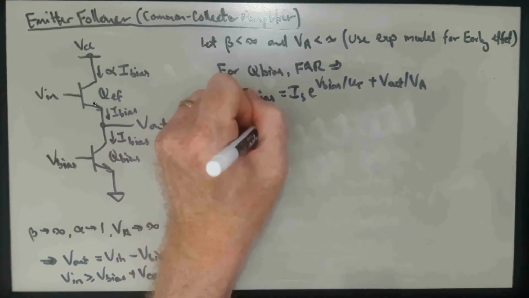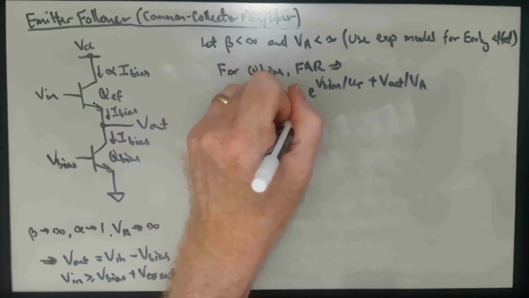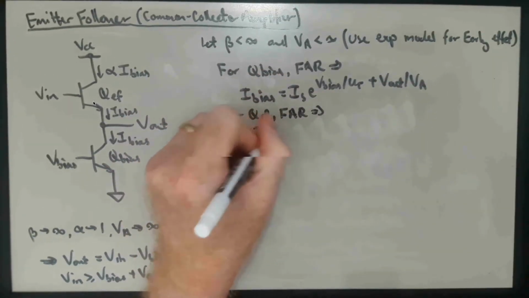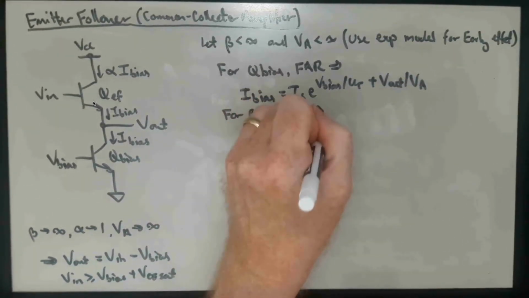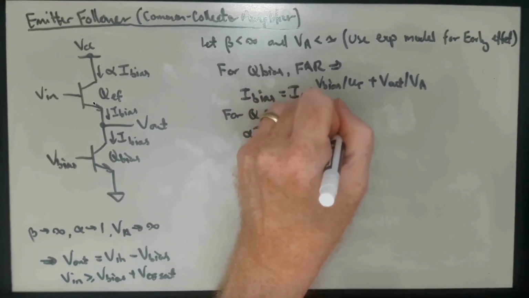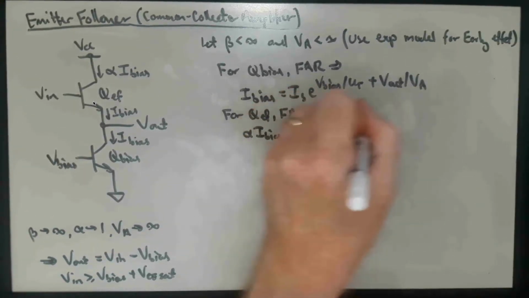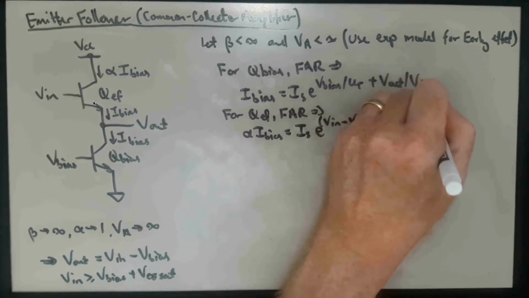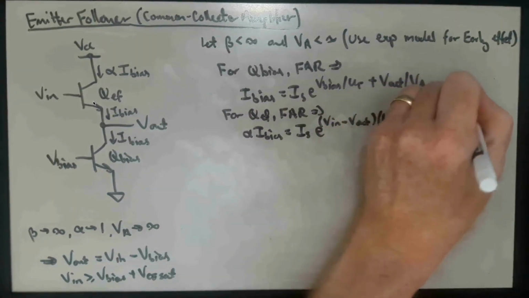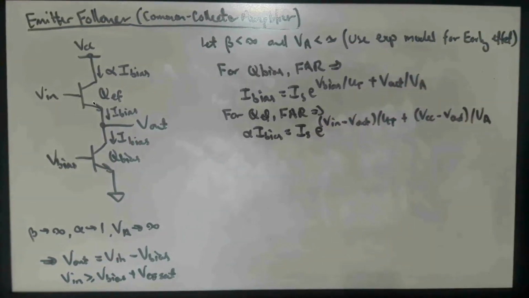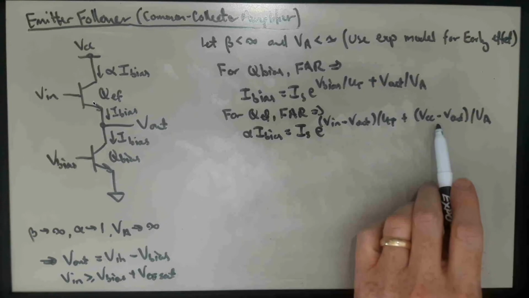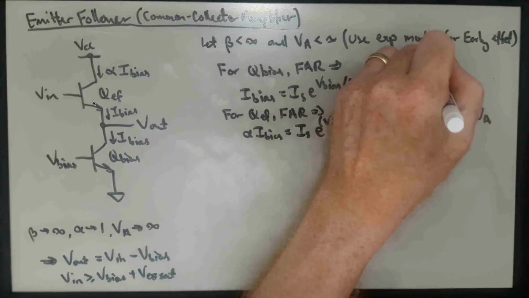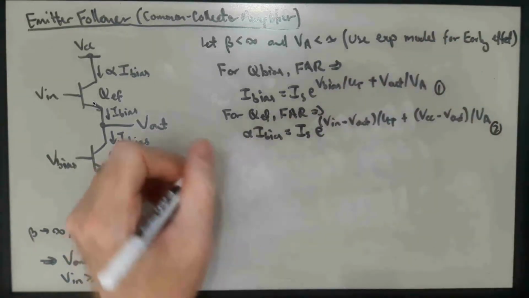For QEF, the forward active model implies that alpha I bias is equal to IS e to the VBE, which is V in minus V out, over UT plus VCC minus V out over VA. Okay, so that's the collector to emitter voltage of QEF. And so this is now our new equation 1, new equation 2. We do 1 divided by 2.